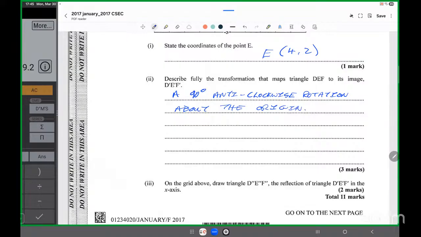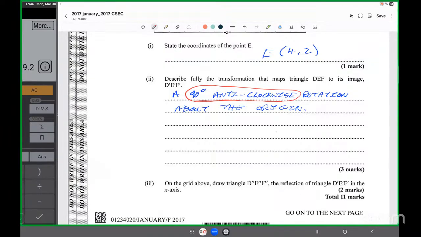Oh, that reminds me of something. Is anti-clockwise rotation positive or negative? So instead of saying an anti-clockwise 90 degree rotation... Anti-clockwise rotation is positive. You have to remember that.